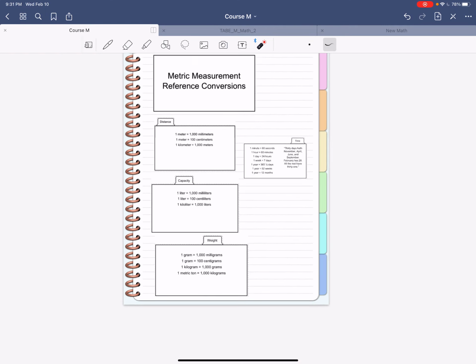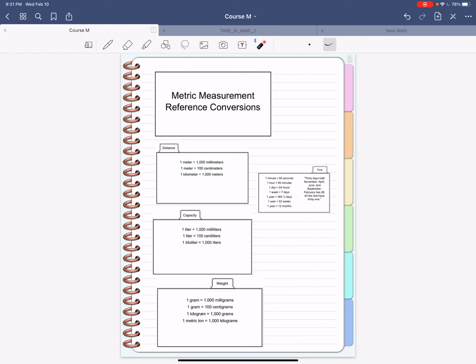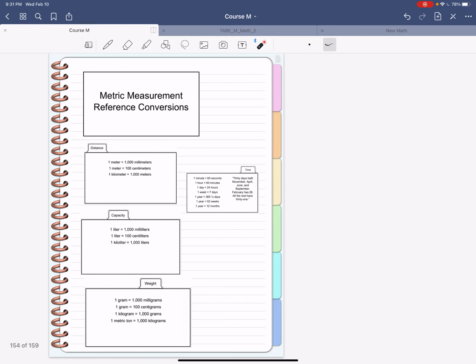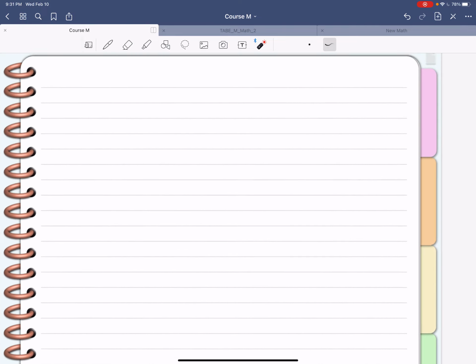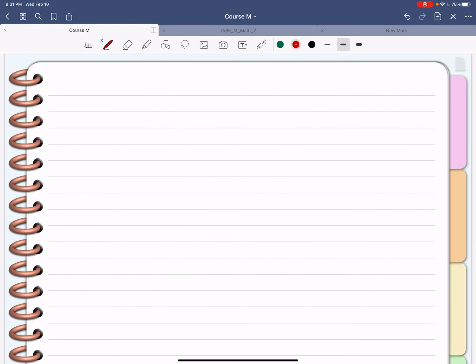So I'm going to show you again how to do conversions. We'll work this just like we did the customary one. So if you go to a blank sheet of paper in your notebook, we're going to call this metric measurements conversions, because the math skill is on how to convert from one unit to the next.